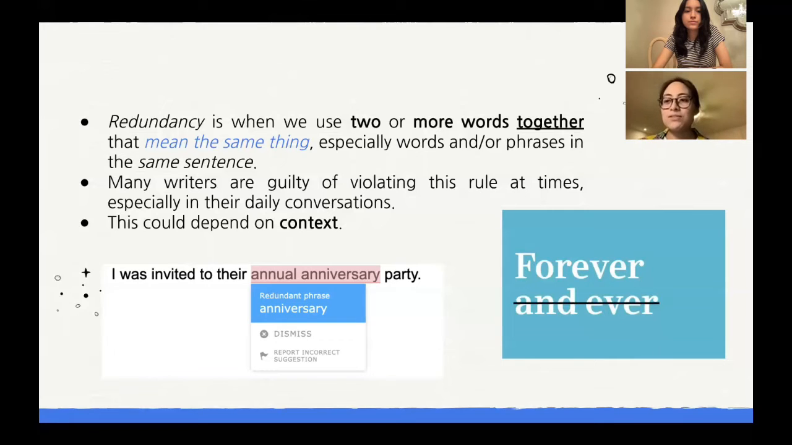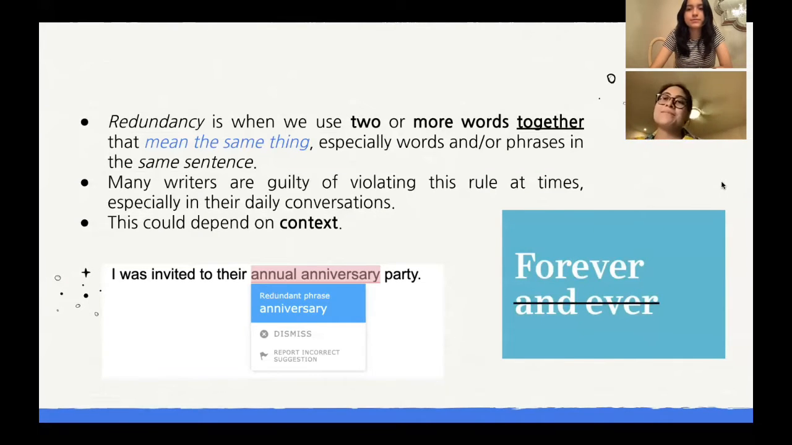For example, we have two pictures that I can explain. The first one is, I was invited to the annual anniversary party. So we know annual and anniversary are the same, so it's kind of unnecessary to put annual. The next one is forever and ever, which we have heard perhaps in novels and books. This one is also the same thing, and it's not bad, but it's kind of unnecessary. So those are two examples of redundancy.